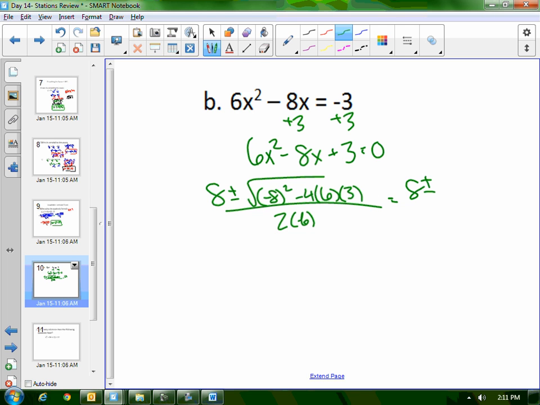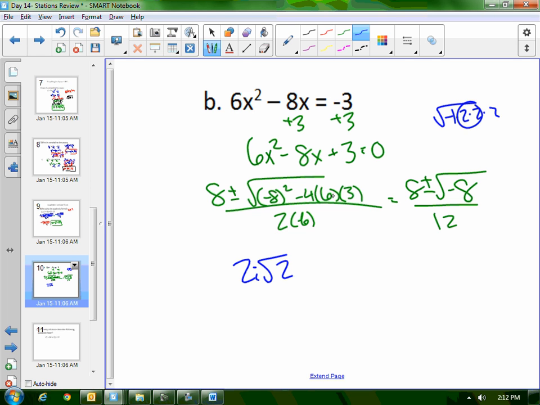8 plus or minus, when you find the discriminant in this problem, you're going to get negative 8. 64 minus, let's see, 72. 64 minus 72 is negative 8. Uh-oh, when you see a negative, we're talking imaginary solutions. I am excited. The square root of negative 8, negative 1 times 2 times 2 times 2. You bring out a 2 and an i. So 2i radical, what's left underneath? 2. Still have 8 plus or minus that over 12.